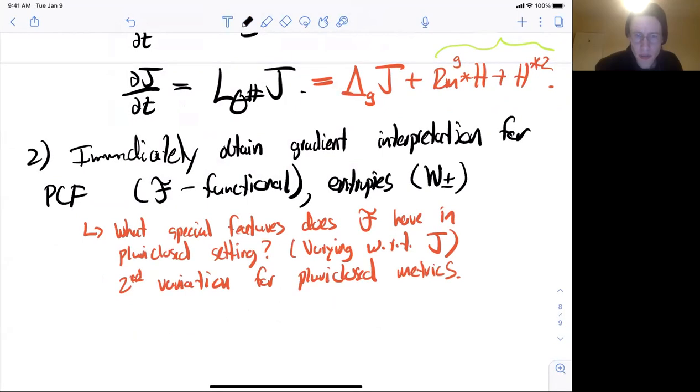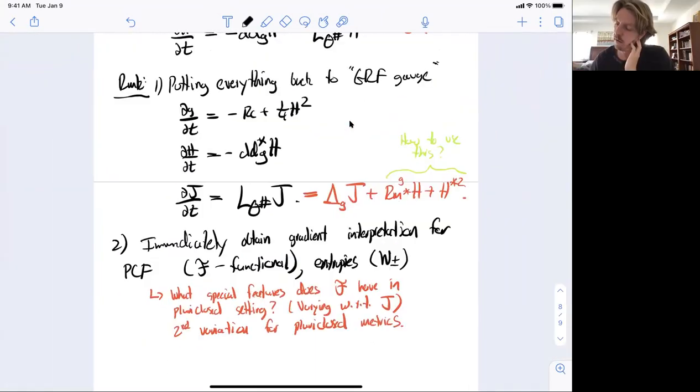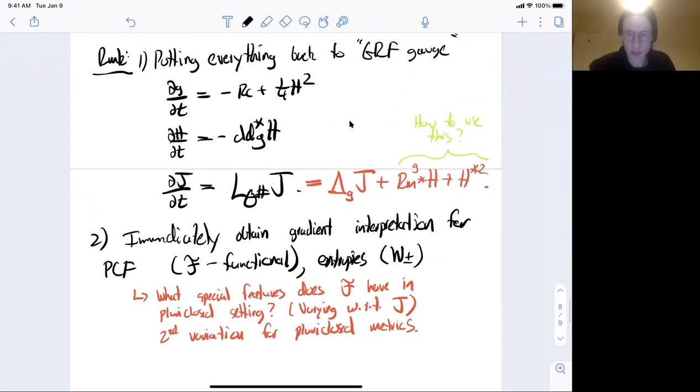Can I ask a question? Yeah, sure. Is the generalized Ricci flow defined for any Riemannian metric with a closed 3-form? Uh-huh. So it doesn't require the complex structure. Right.